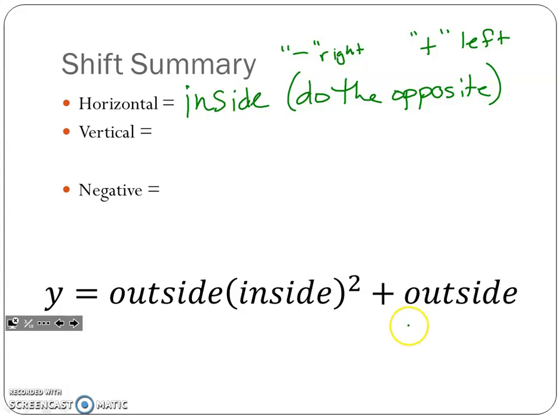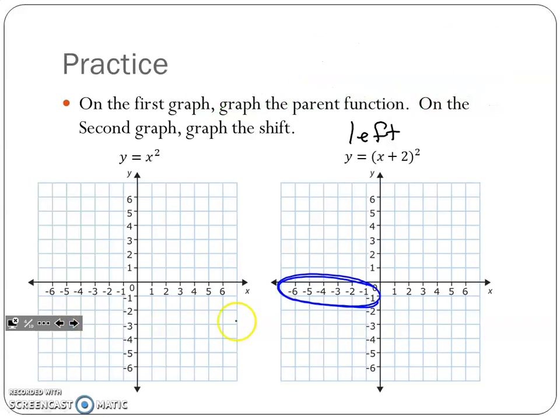Okay? So when you guys get a problem like this on your homework, what you have to do first is graph the parent function. The first thing we have to do is graph the parent function. So remember my 5 points I have to have: (0, 0), (1, 1), (2, 4), (negative 1, 1), (negative 2, 4). Okay, there's my parent function.